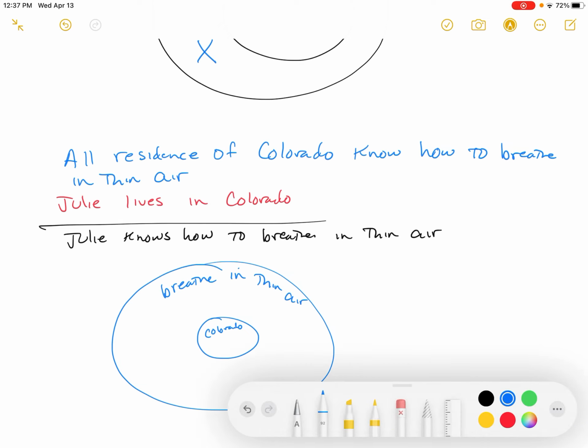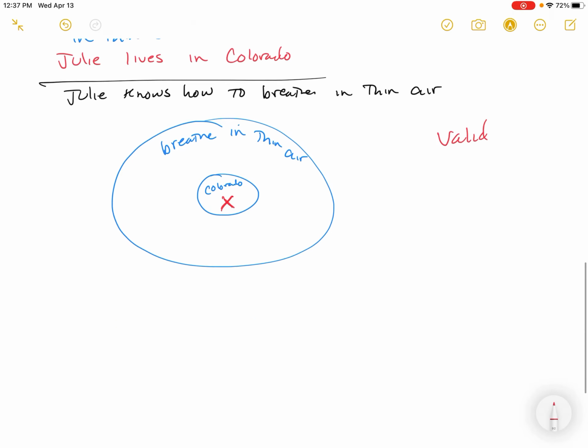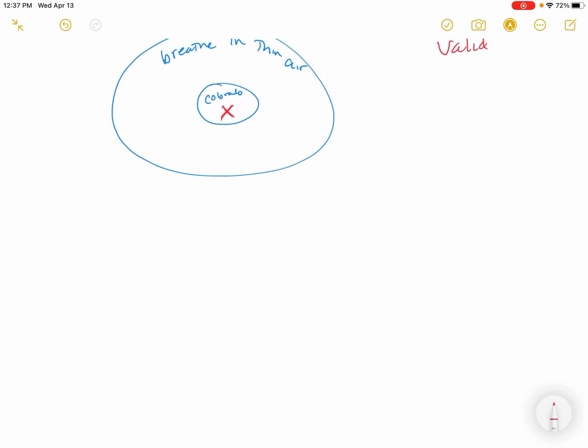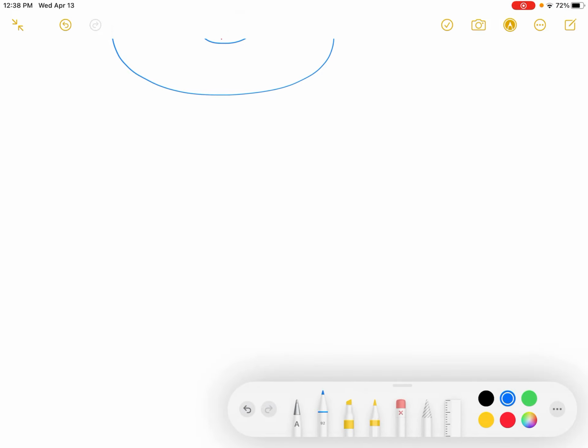Now, what do we know about Julie? Well, that's the red thing. What we know about Julie is that she lives in Colorado. She's part of this circle. Is she then guaranteed to be in the breathe in thin air? Yes. So it's a valid argument. And we're moving on to the next one, right? And so that's what we're doing each time as we go in here. Let me do just a few more, and hopefully this will help each time.